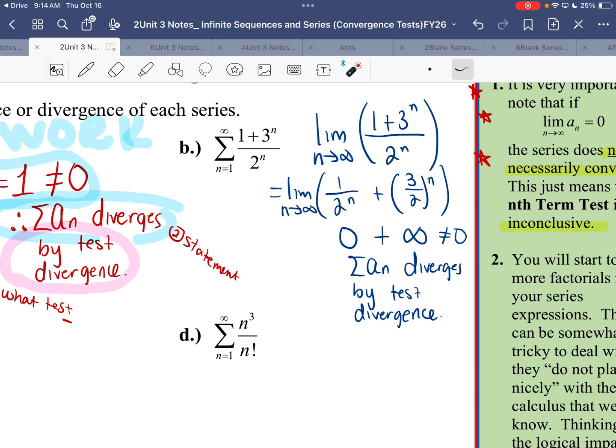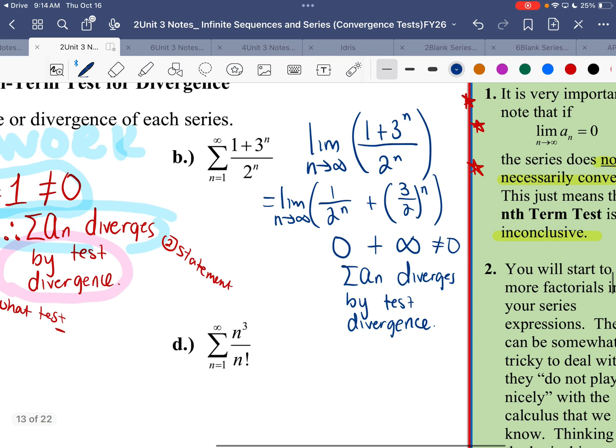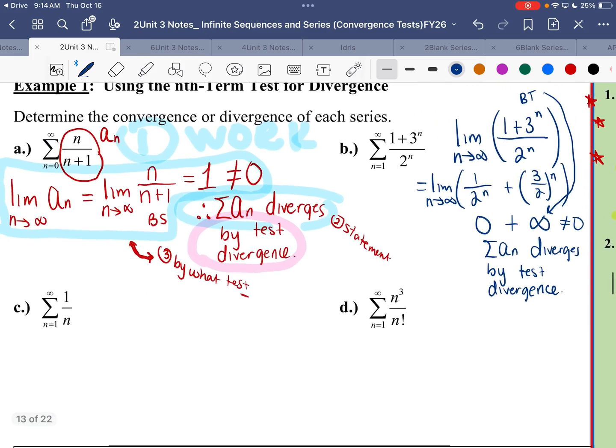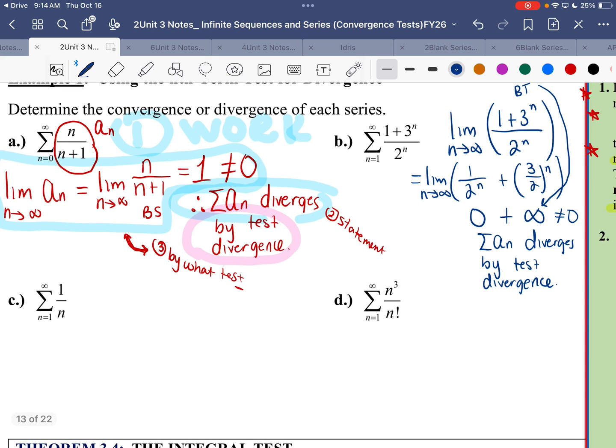Now, again, I am fine with you skipping this entire step and realizing that it is big top. If you see that it's big top, you would have quickly realized that it was going to infinity. Questions on B?